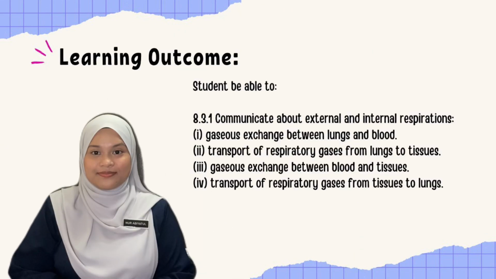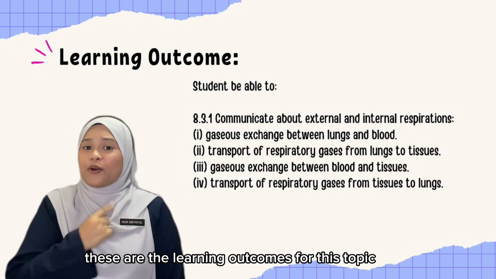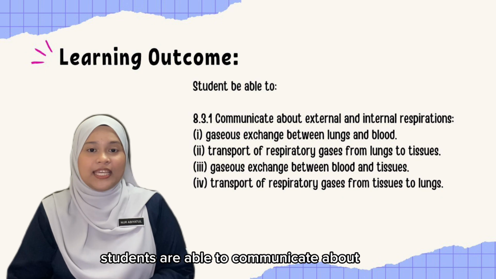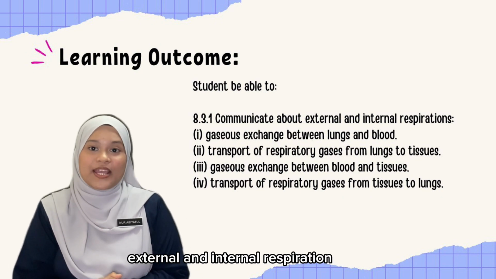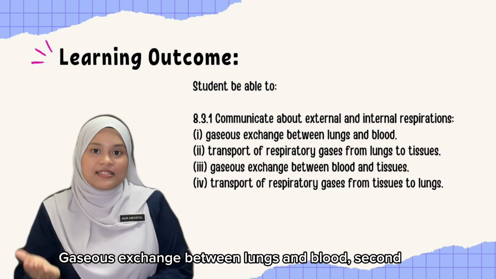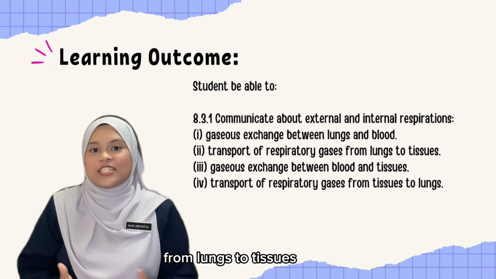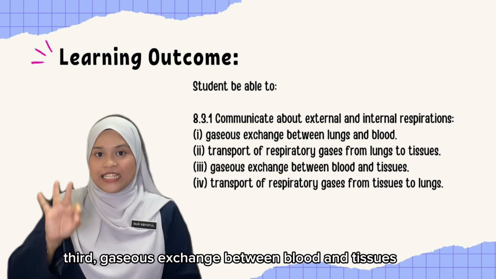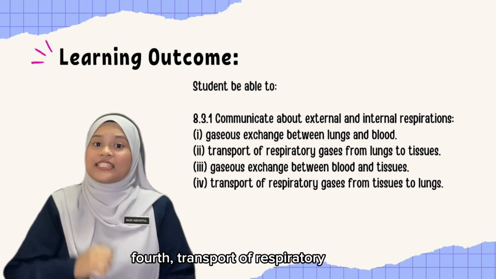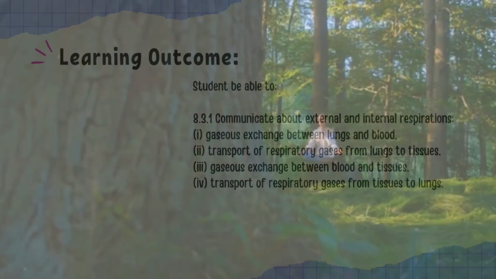Yes. So, before we start, these are the learning outcomes for this topic. Students are able to communicate about external and internal respiration. The first one, gaseous exchange between lungs and blood. Second, transport of respiratory gases from lungs to tissues. Third, gaseous exchange between blood and tissues. Fourth, transport of respiratory gases from tissues to lungs.